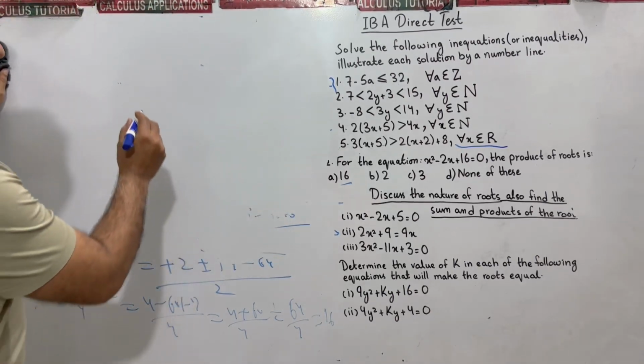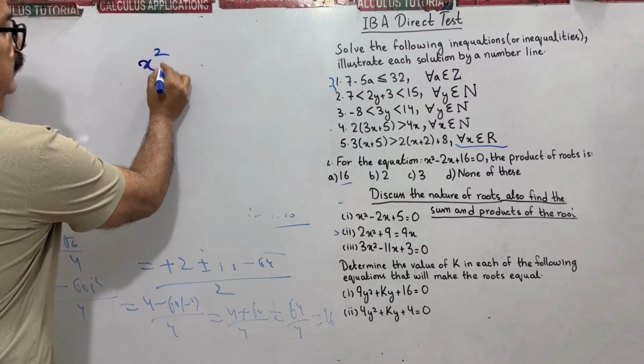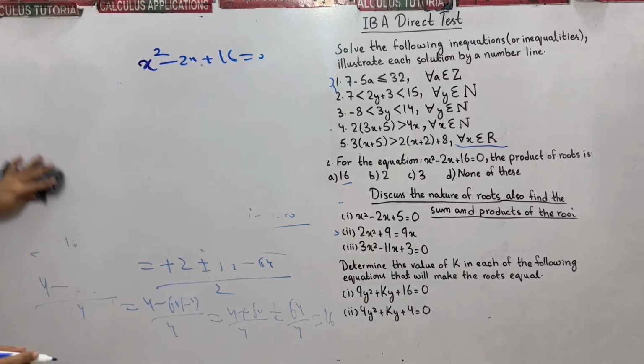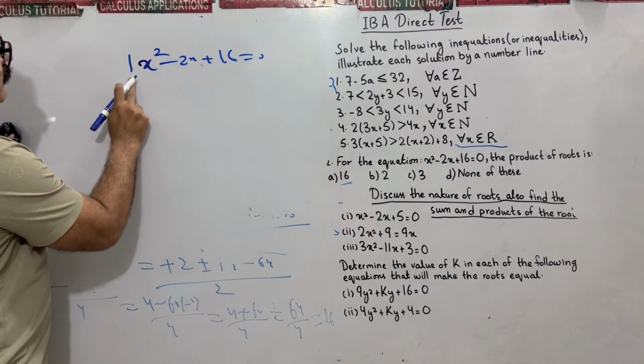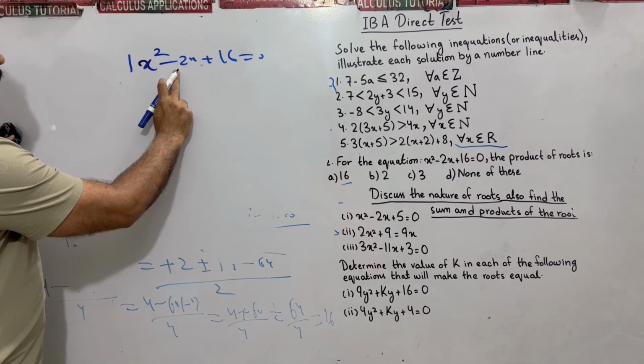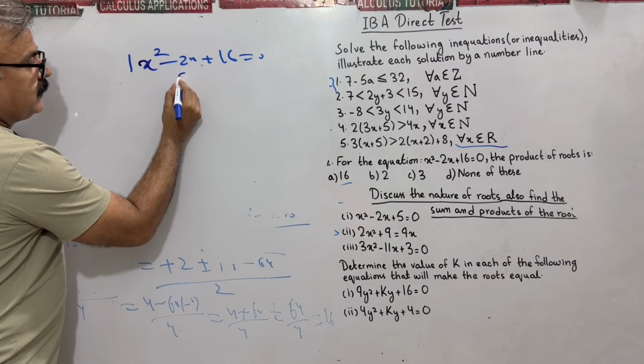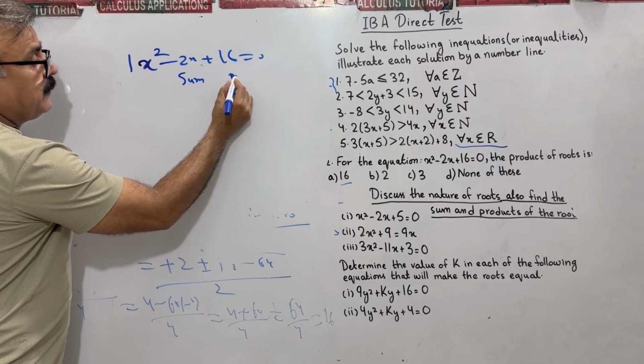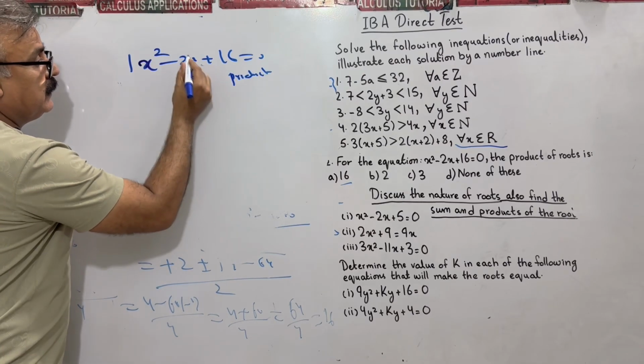Let me highlight this question once again to give you a good view, since you have been confused in solving quadratics. Look at this. If the coefficient of x square is 1, then whatever the coefficient of x is, with a minus, it's our sum. Whatever the constant is, it's our product of the roots.